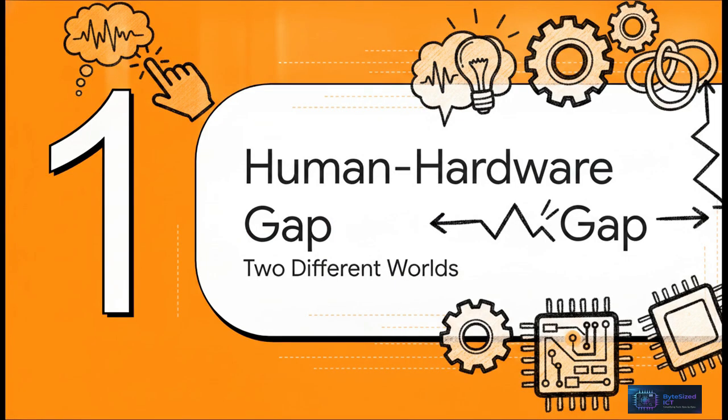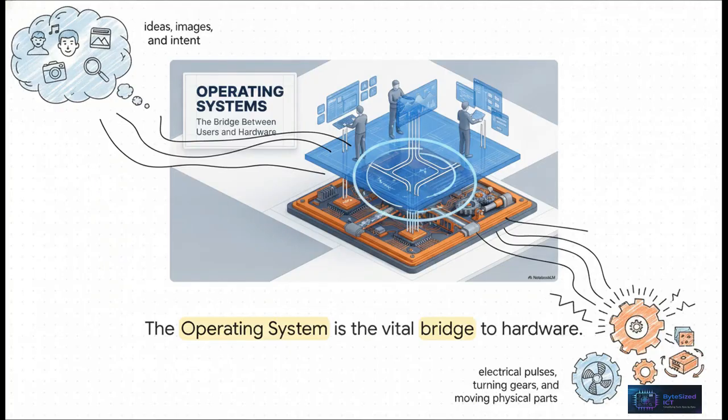All right, Section 1, the human hardware gap. To really wrap our heads around how our clicks become physical reality, we first got to recognize the massive communication gap between us humans and cold, hard metal. I mean, we speak in ideas, images, and intent. Hardware? It speaks in electrical pulses, turning gears, and moving physical parts. It's like they're speaking two completely different languages. That's where the operating system steps in. It serves as this absolutely vital bridge and master coordinator, linking our high-level requests to all that intricate circuitry down below.